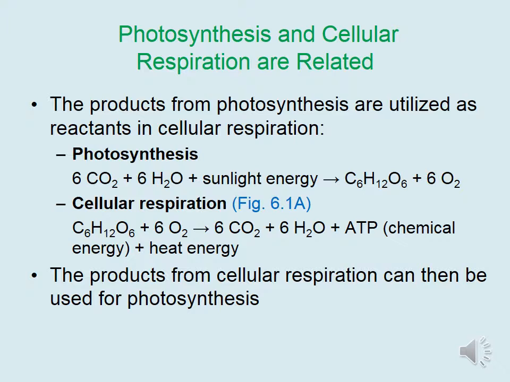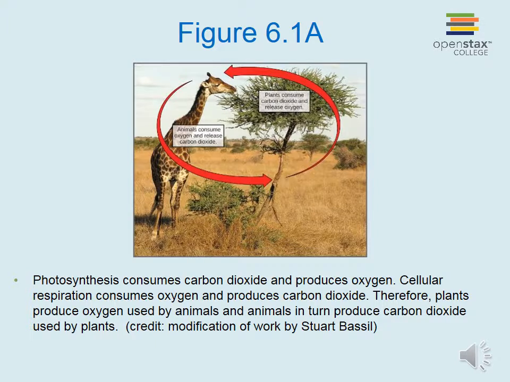During cellular respiration, glucose is broken down to produce the chemical energy of ATP along with heat energy, and oxygen is utilized as well. Carbon dioxide and water are produced as byproducts. The products from cellular respiration can then feed back into photosynthesis to be used as reactants again. Photosynthesis consumes carbon dioxide and produces oxygen, while cellular respiration consumes oxygen and produces carbon dioxide. Therefore, plants produce oxygen used by animals, and animals in turn produce carbon dioxide used by plants.